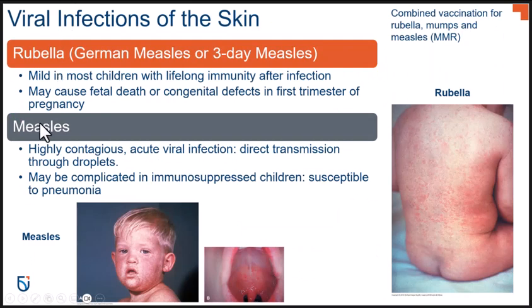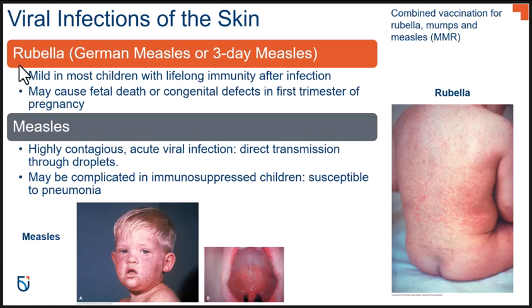Still on viral infections of the skin, looking at rubella, also known as German measles or the 3-day measles, and then measles. Now rubella is a very mild viral infection for most children that can show up on the skin, but also have other cold-related symptoms. And once you have rubella, or you've been vaccinated against it, you have immunity to it. Especially with a naturally acquired infection of rubella, you may have lifelong immunity after that infection.